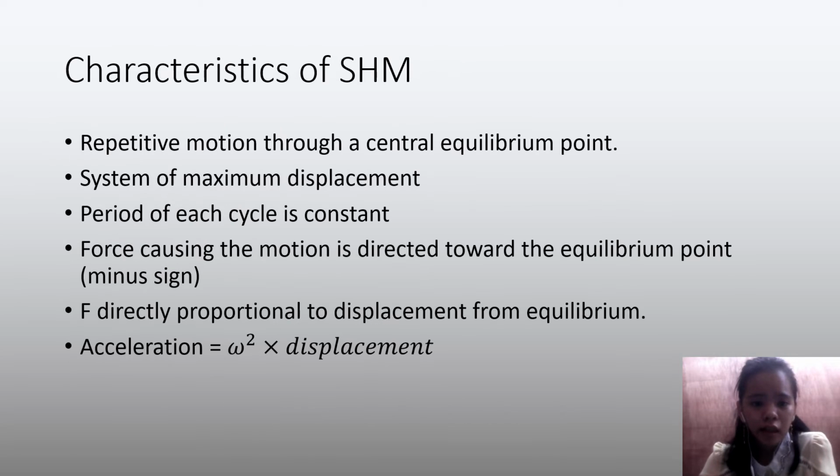Next, these are the characteristics of simple harmonic motion. Repetitive motion about a central equilibrium point, with a point of maximum displacement. The period of each cycle is constant. The force causing the motion is directed toward the equilibrium point, hence the minus sign. F is directly proportional to displacement from equilibrium. Acceleration is equal to omega squared times displacement, or rather, angular velocity squared times displacement.